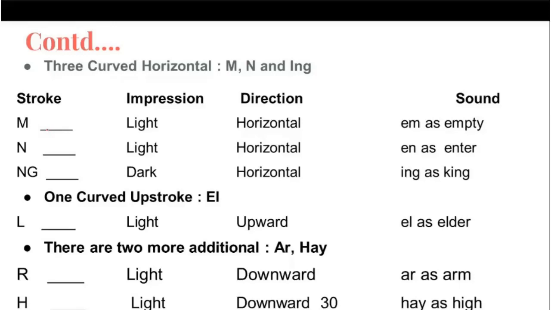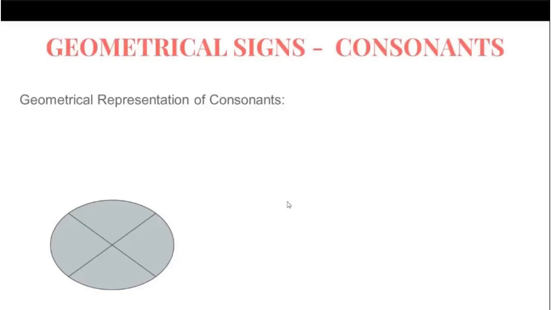N, it is a light stroke, reverse form of N. King, it is a dark stroke, but it is not the pair of the N. L, it is an upward stroke, half semicircle on the left side. R, it is a downward stroke, half semicircle on the right side. K, it is a downward stroke, circle with an angle of the J, that is the 30 degrees of the perpendicular. These are some geometrical signs of the consonants.